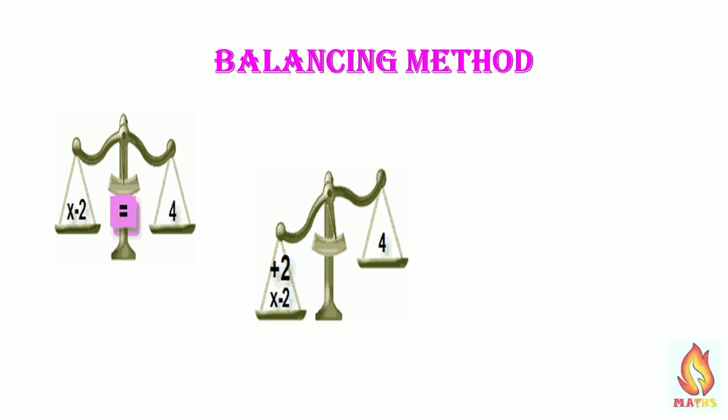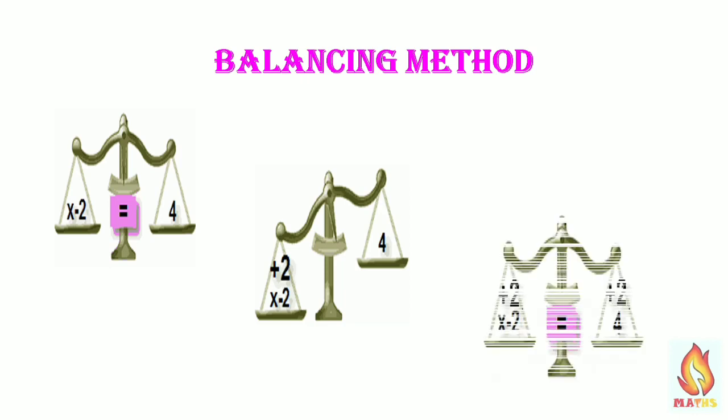Now if we add something to the LHS part or the RHS part, what will happen? It will become imbalanced. When we add 2 to the expression x - 2, it becomes heavier, just like this balance. So what do we have to do? We have to add 2 to both parts, or we can subtract, add, multiply or divide. Whatever we do, it must be done to both parts. This is called the balancing method.